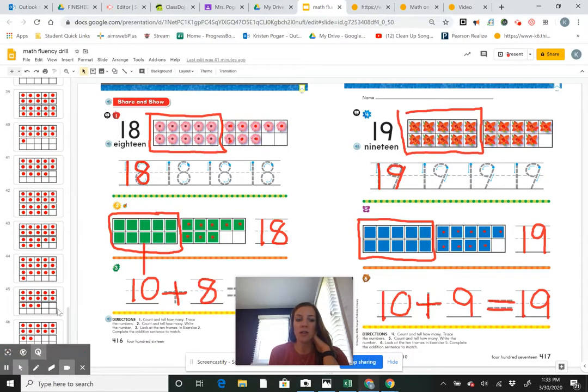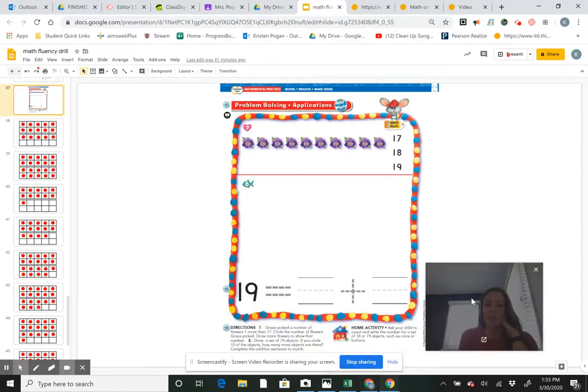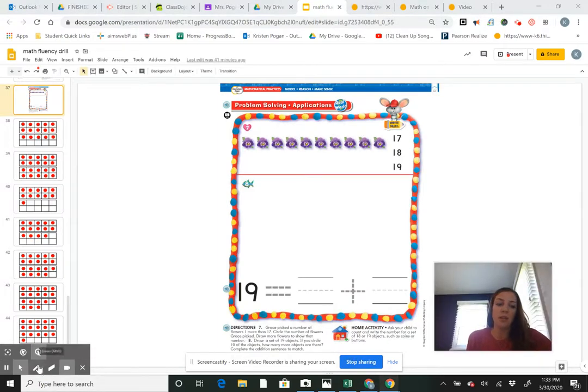The last page you have to do in your workbook today, we'll do it all together. There's some story problems on here. So remember, when I do a story problem, first I need to listen to the words, pick out the information I need to know, and then solve. It says, Grace picked a number of flowers, 1 more than 17. Circle the number of flowers Grace picked. Draw more flowers to show that number.